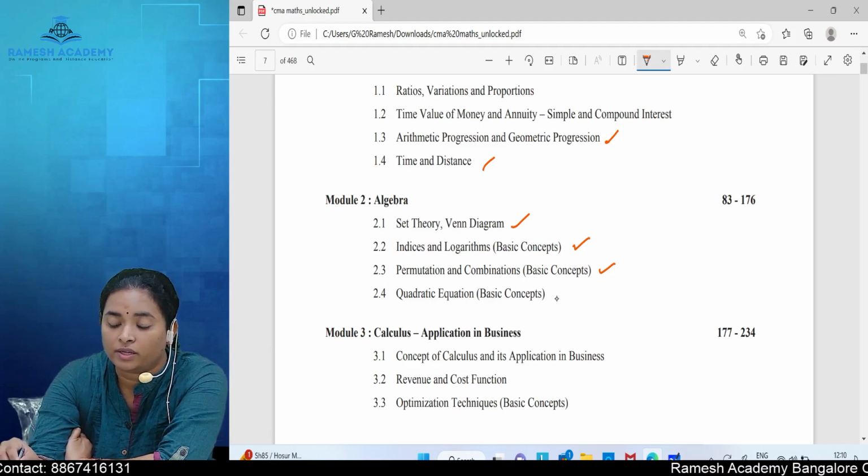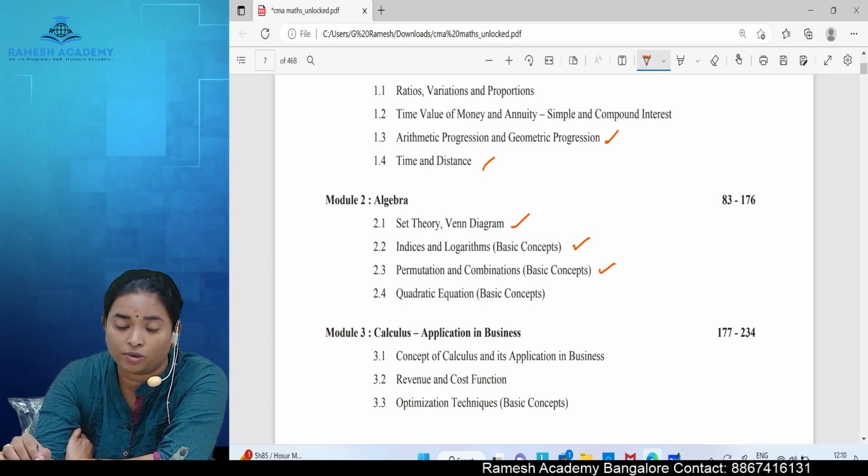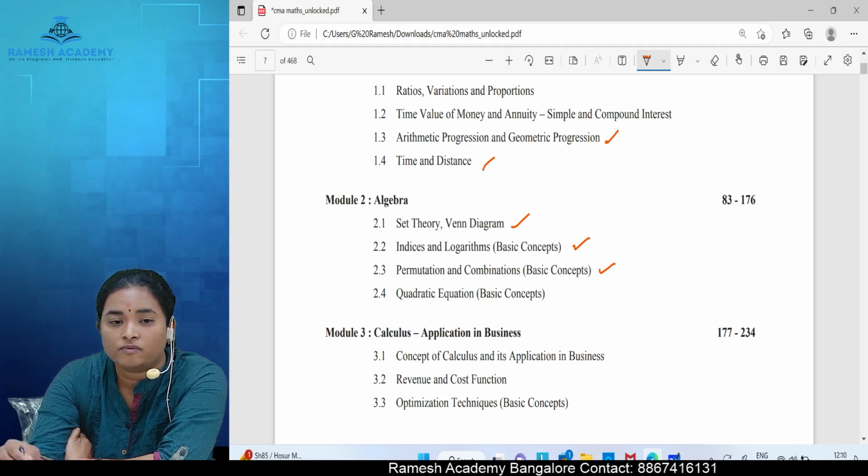Then we have quadratic equations. In quadratic equations, given an equation or a problem, you try to find the quadratic equation and find the unknown terms.